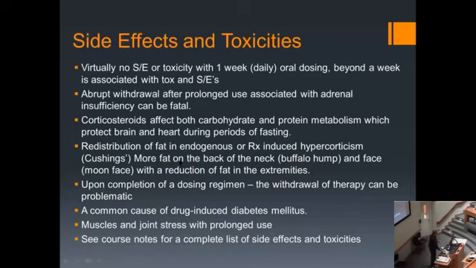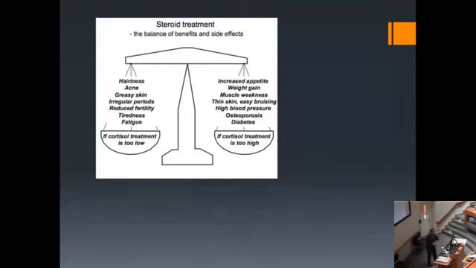And there's more, so see the course notes for a complete list of side effects and toxicities. This is just a sprinkling of things that I just grabbed from the course notes. And so with steroid treatment, like all drugs, you're really looking at the risk-benefit ratio, right? And so, if the cortisol treatment is too low, and this is kind of going back to the adrenal insufficiencies, which we're getting into right now.